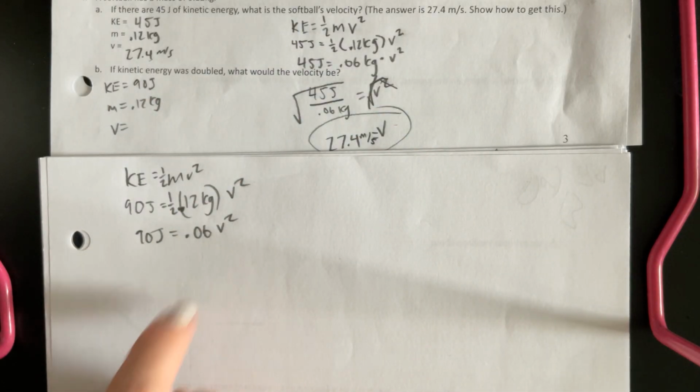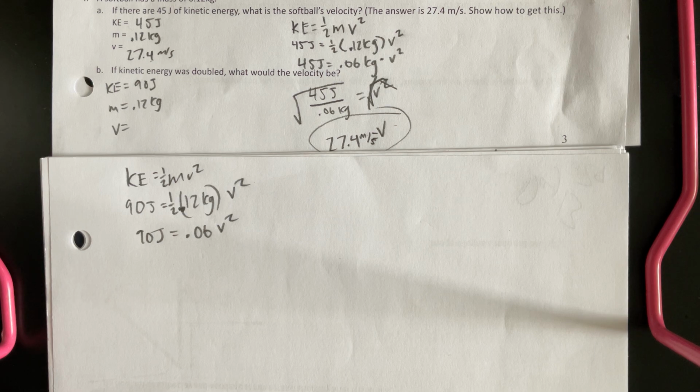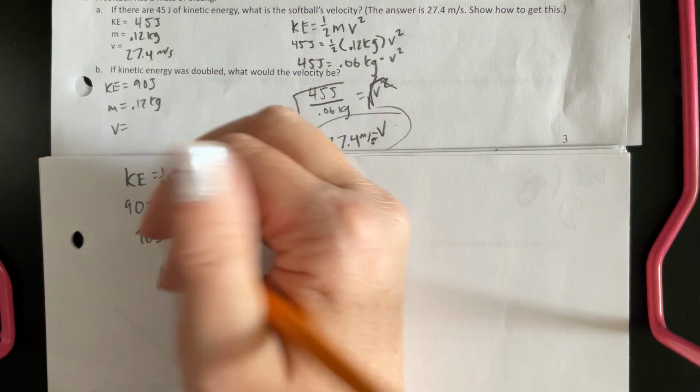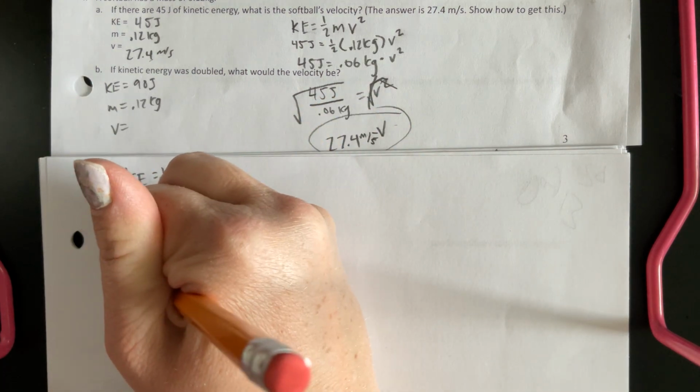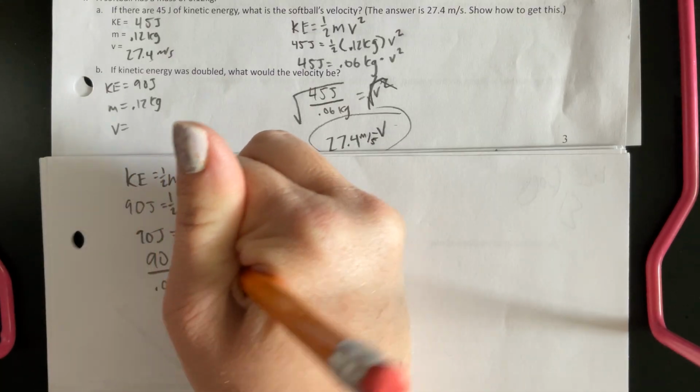How do I undo multiplying by 0.06? Good, so I'm going to divide both sides by 0.06. So 90 over 0.06 equals V squared.